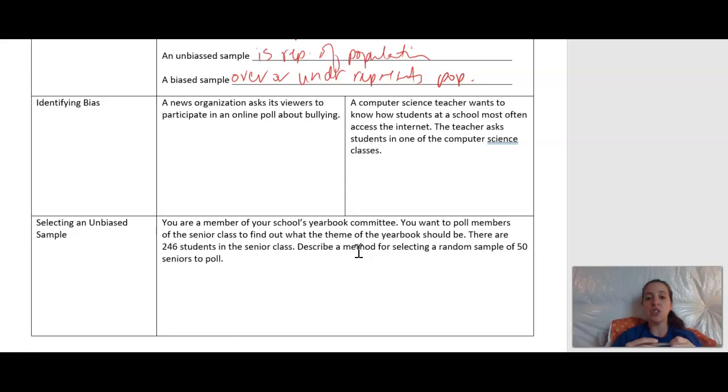So then a computer science teacher wants to know how students at a school most often access the internet. The teacher asks students in one of the computer science classes. So here, this teacher's only asking the kids that are available. The other issue with this kind of questioning and this kind of data collection is we're talking about computer science kids. So generally my guess is if you're taking a computer science class, you're going to be using the internet because your class deals with the computer. So that would not be really representative of all students in the building or in all students of the school.